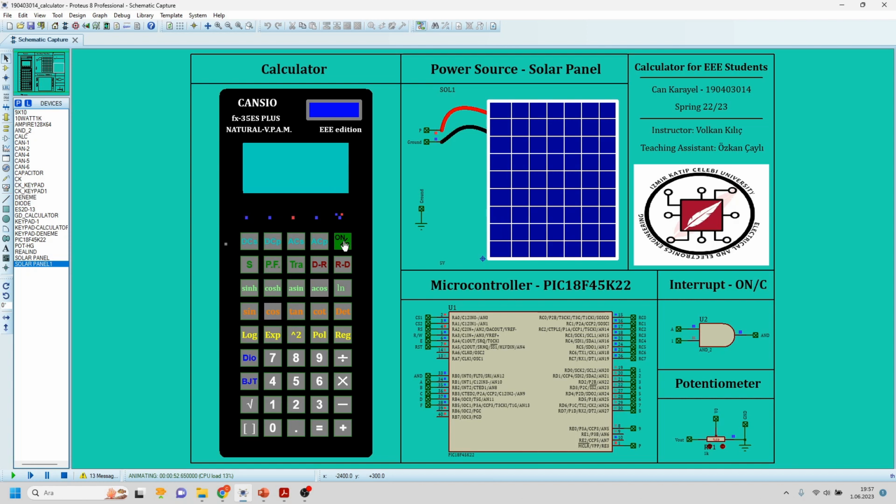Our calculator is also capable of performing trigonometric operations, such as sine, cosine, tangent, cotangent, arcsine, arccosine.